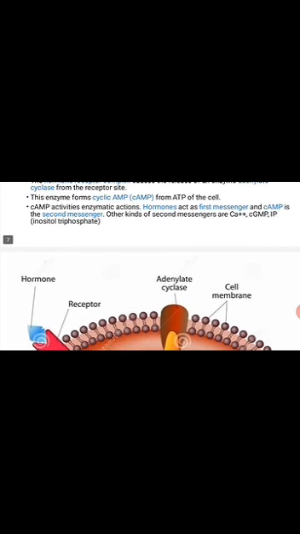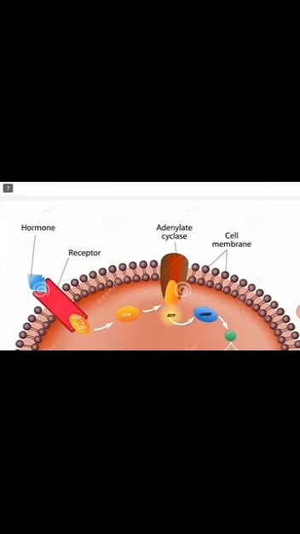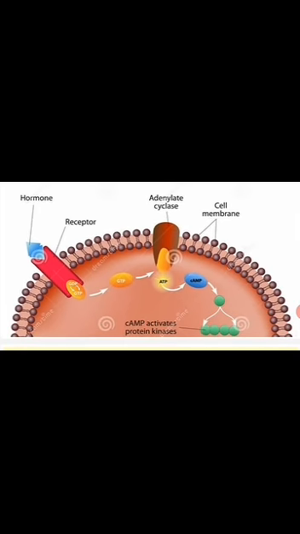Now this cyclic AMP activates the enzyme action. So the enzymatic action gets activated by the cyclic AMP which is formed. The hormone acts as a first messenger, and the cAMP which is formed over here acts as a second messenger. The other kinds of messengers are Ca++, cGMP and IP3. It will be very clear from this diagram.